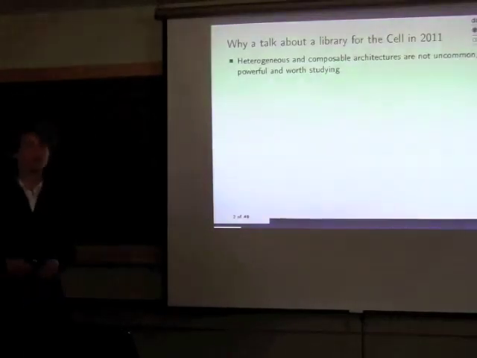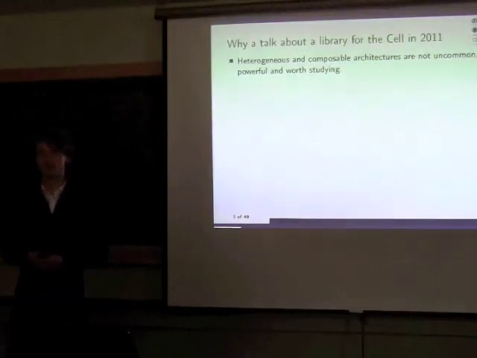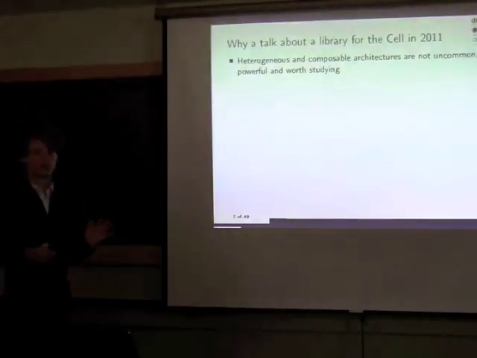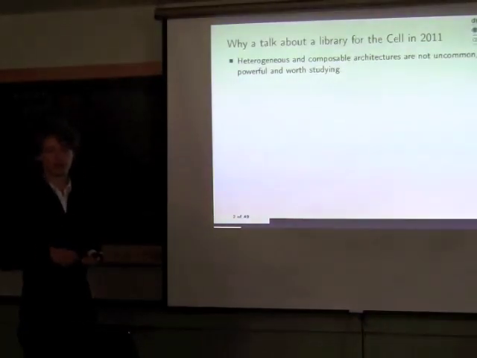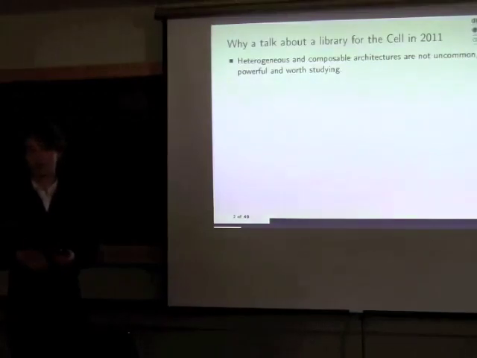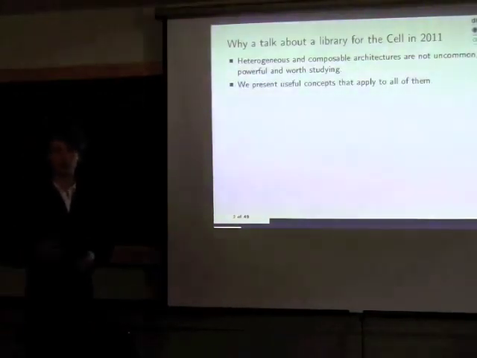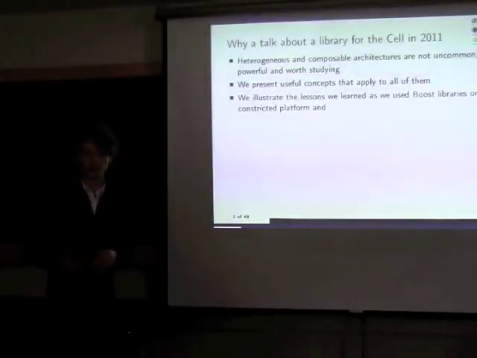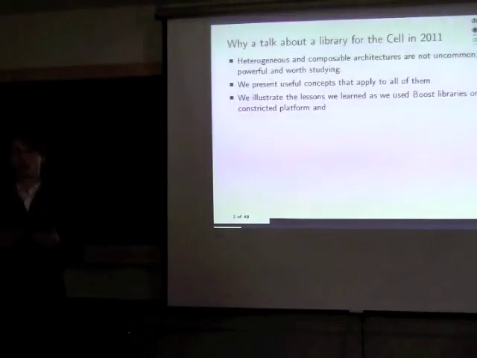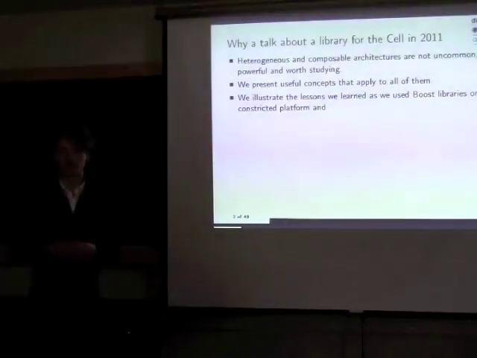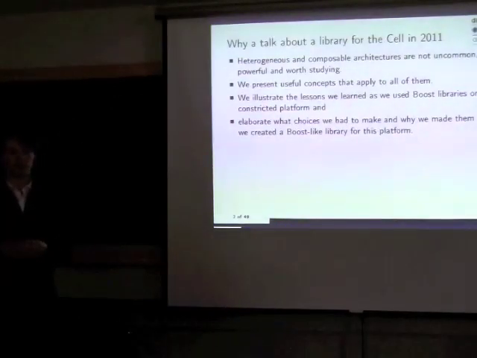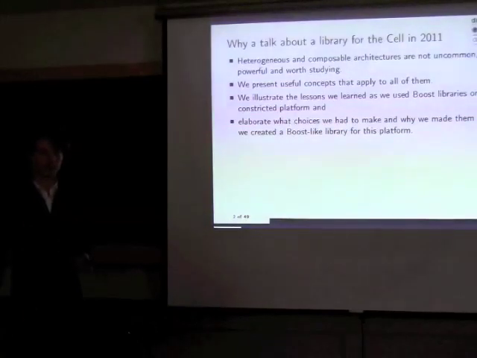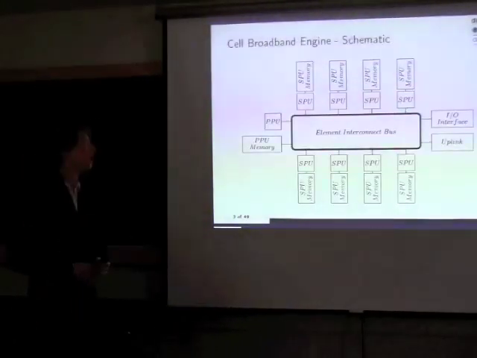Yet still, I would like to justify why we should talk about a library for the Cell processor in the year 2011, since this architecture is 5 or 6 years old. We can look at the Cell processor as a model or as an example for a heterogeneous architecture. They are not uncommon, and they are powerful and thus worth studying. We would like to present some concepts that apply to this group of computer architectures. We will illustrate the lessons we learned while using Boost libraries on this architecture. We will also elaborate on the choices we had to make, because we not only use Boost, but we strive to create a Boost-like library for this architecture. So let's dive into the Cell Broadband Engine.